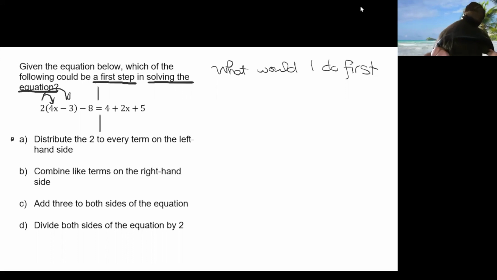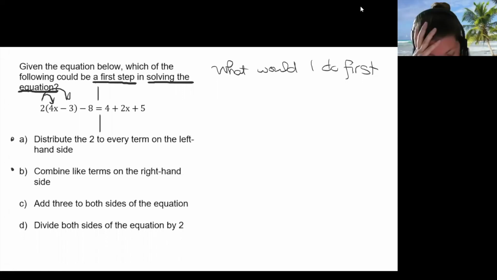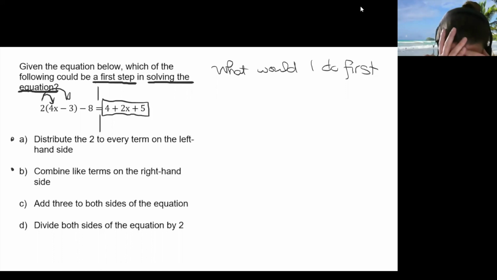B, combine like terms on the right-hand side. No or maybe? I would say yes. Oh, Stephen likes that one. Yeah, there's a right-hand side, and the only thing over there to do is add and subtract, also known as combining like terms. That looks like a decent answer as well. Uh-oh, 2 decent answers. Let's keep going and see if we can rule anything out.